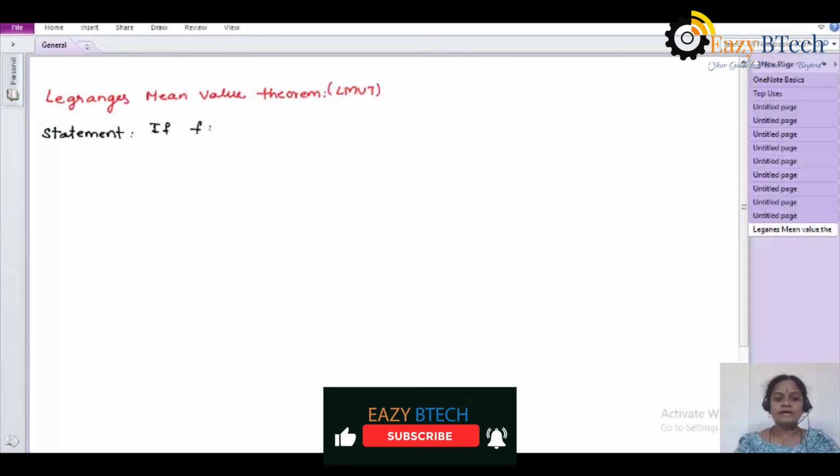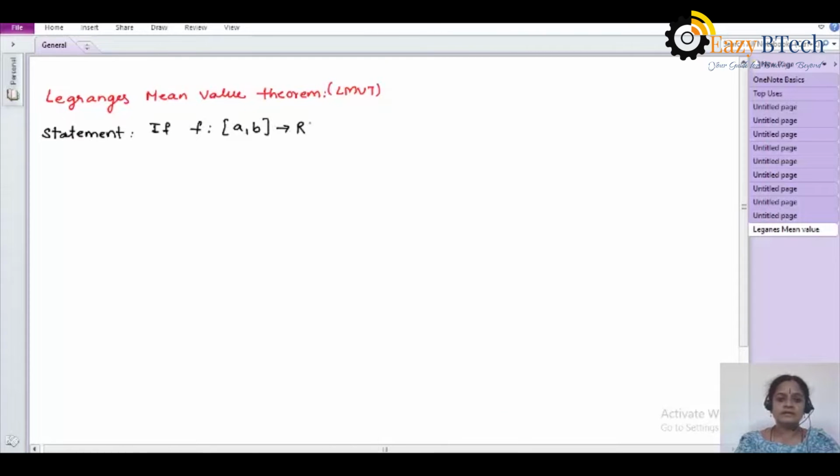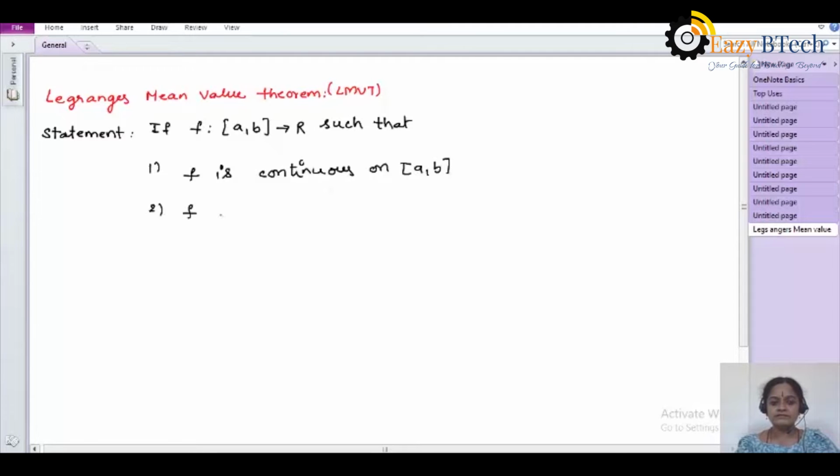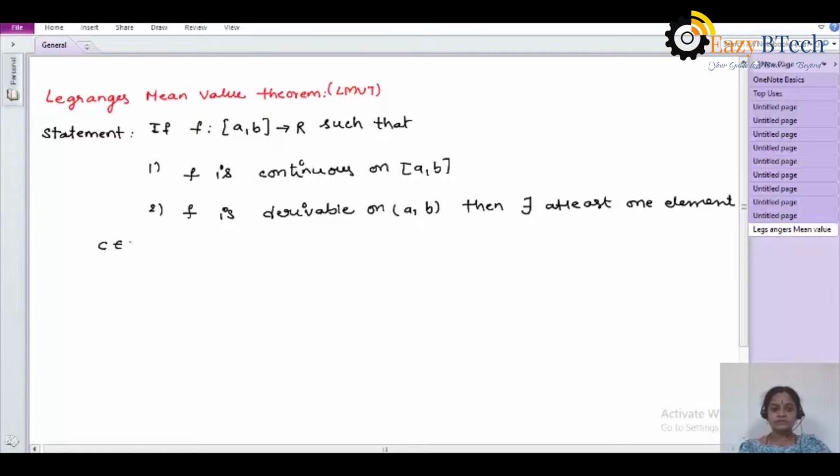Statement: if f maps [a, b] to R such that f is continuous on the closed interval [a, b], and f is derivable on the open interval (a, b), then there exists at least one element c, which belongs to the open interval (a, b), such that f'(c) is equal to (f(b) minus f(a)) by (b minus a). This is the statement of Lagrange's mean value theorem.